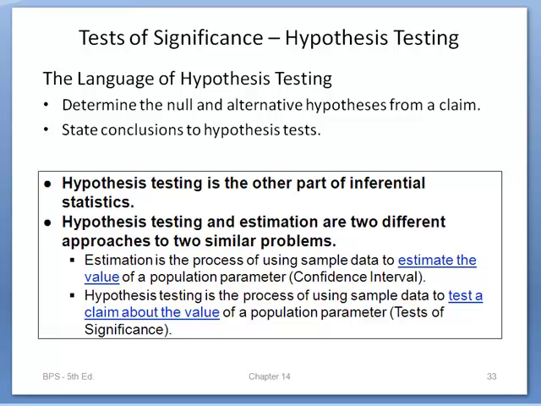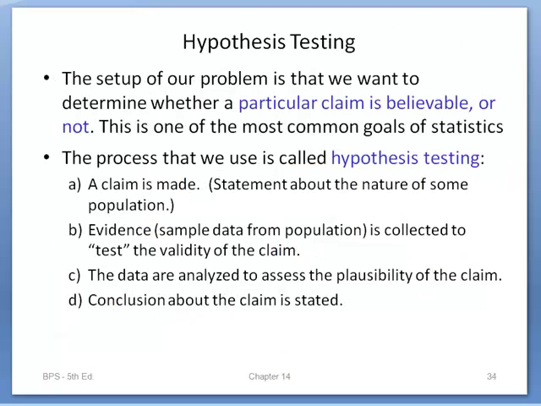Hypothesis testing and estimation are two different approaches to two similar problems. Estimation is the process of using sample data to estimate the value of a population parameter. That's our confidence intervals that we've just been doing. And hypothesis testing is the process of using sample data to test a claim about the value of a population parameter. That's what we call tests of significance.